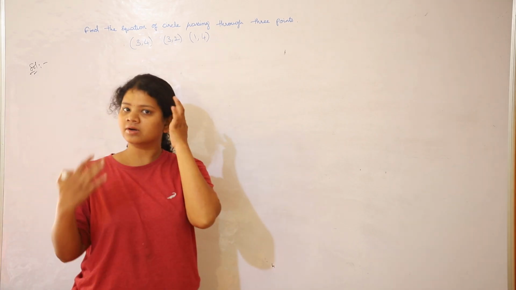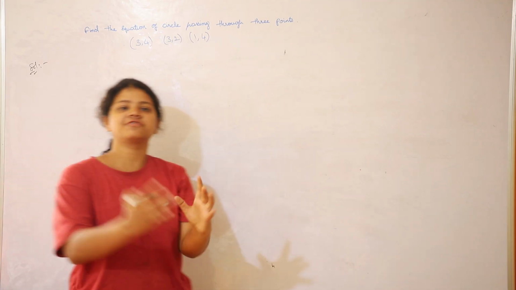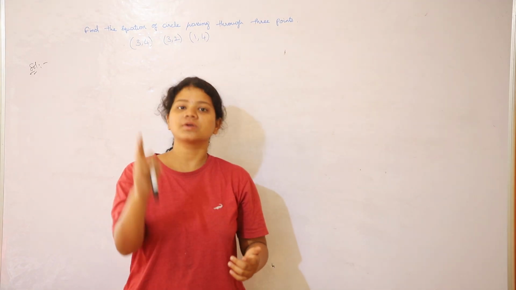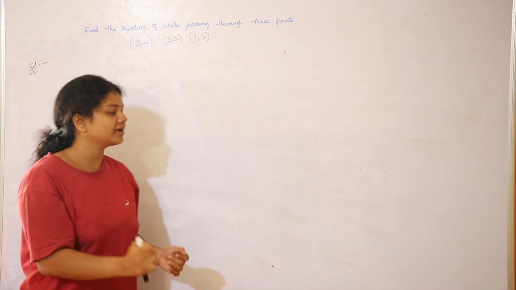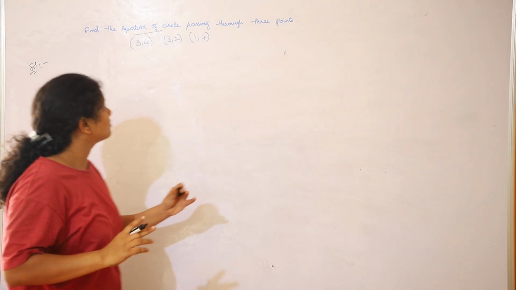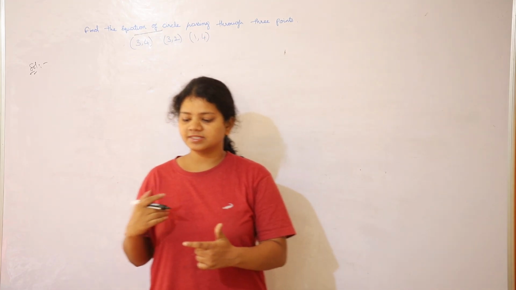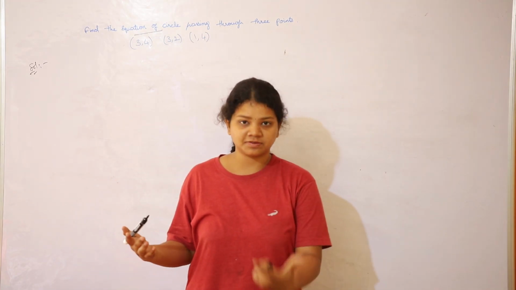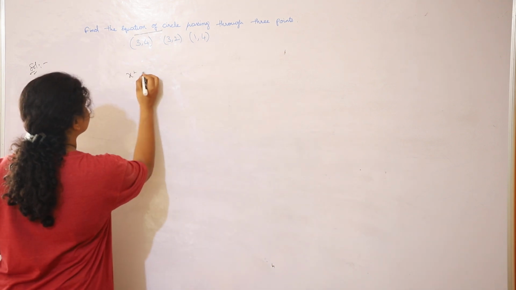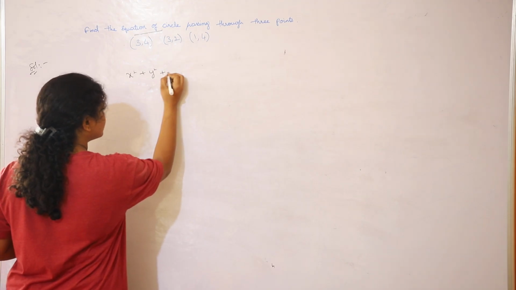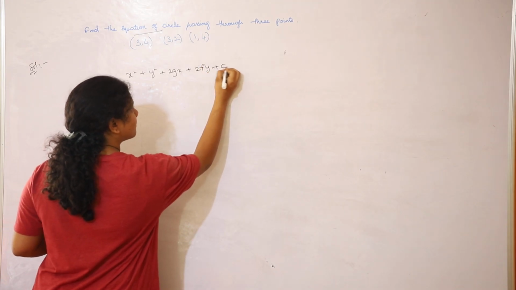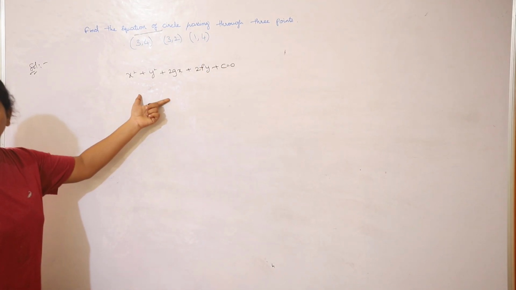So guys, the question talks about finding the equation of circle. We should find the equation of the circle which is passing through 3 points. The points are (3, 4), (3, 2), (1, 4). Alright. So first of all, before finding the equation of circle, just say what is the general equation of circle. The general equation of circle is x square plus y square plus 2gx plus 2fy plus c equals 0. Alright, this is the general equation of a circle.